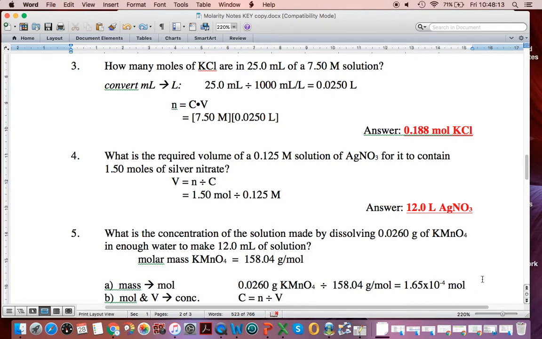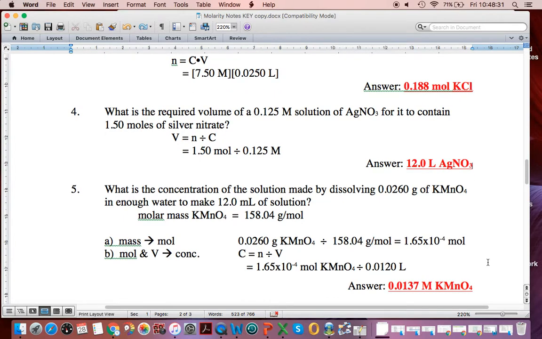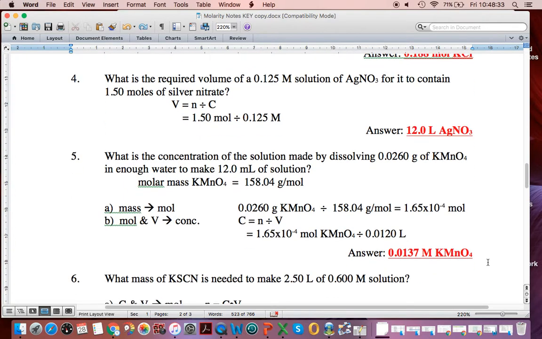We get a tiny number of moles, and now we're off to the races. We have those moles, and we have this volume. That volume's in milliliters. We need to get that in liters. And that's why we've converted to 0.0120 liters. And we get a low concentration of KMnO4. That nice purple stuff. It'll stain a little bit.